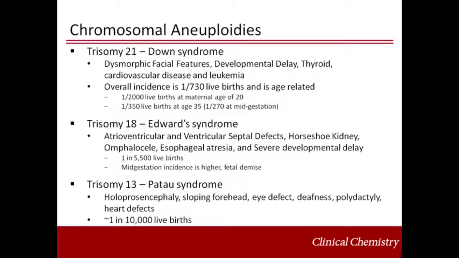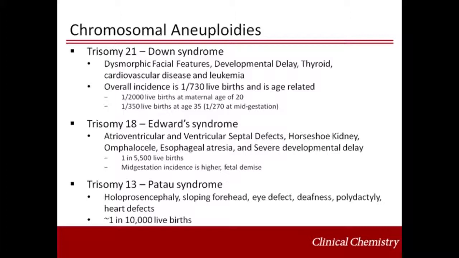Individuals with Down syndrome carry an extra copy of chromosome 21 and often display characteristic physical traits such as upward slanting eyes, a broad, flat nose, and macroglossia, or a large tongue. Down syndrome individuals also display mild to moderate developmental delay, as well as an increased incidence of thyroid disease, cardiovascular disease, megakaryoblastic leukemia, and acute lymphoblastic leukemia.